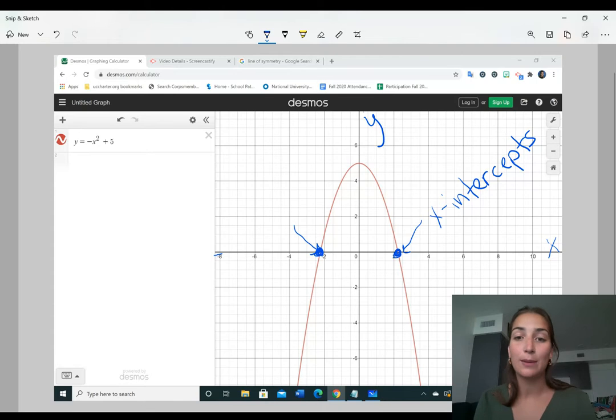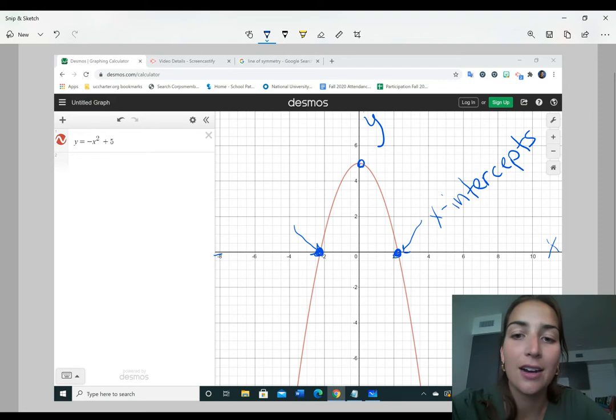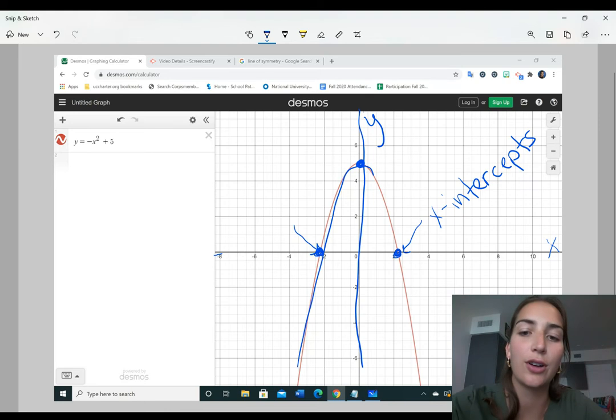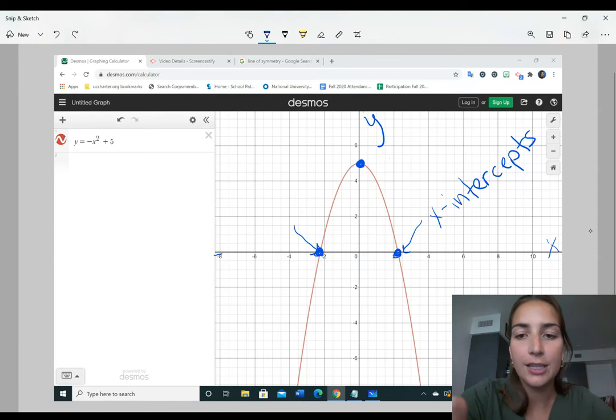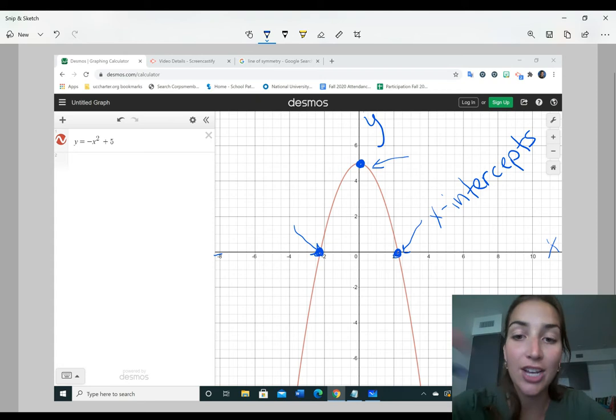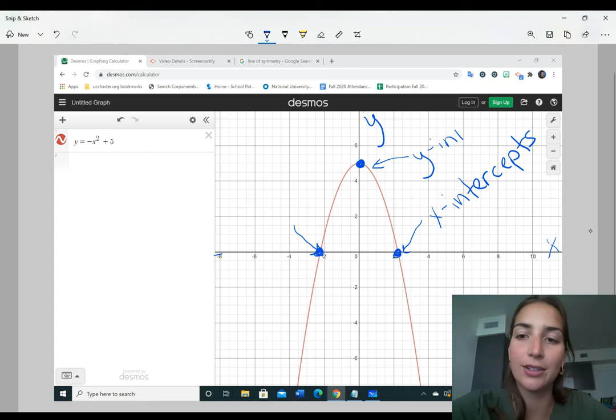And as you can probably guess, the point where our parabola crosses the y-axis, right here, because here's our y-axis and here's our graph, and our graph crosses right here. This point right here, where our parabola cruza el eje de Y, that's our y-intercept.